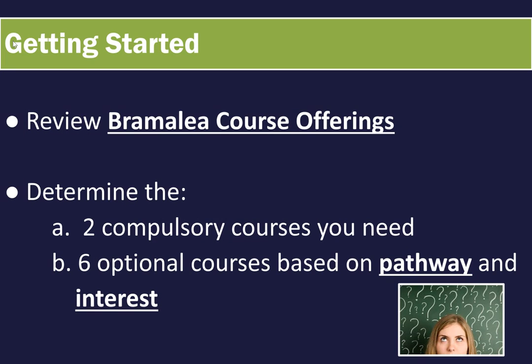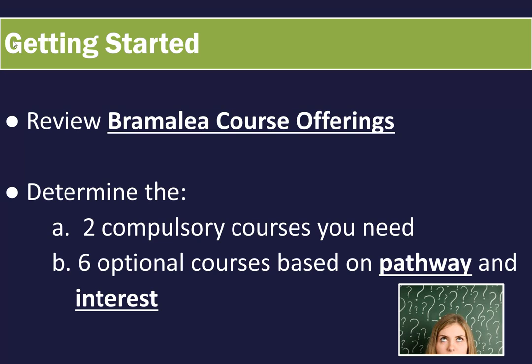What you should have in front of you before you choose your courses is the Bramley course offerings, which I've sent as an additional attachment on the Google Classroom. That lists all the courses available for grade 11 that you can choose from. You will need to determine the two compulsory courses you need, which are English and Math in grade 11. You choose at what level you're taking them, and the 6 optional courses you're going to take based on what pathway you're looking to get into and your interests.